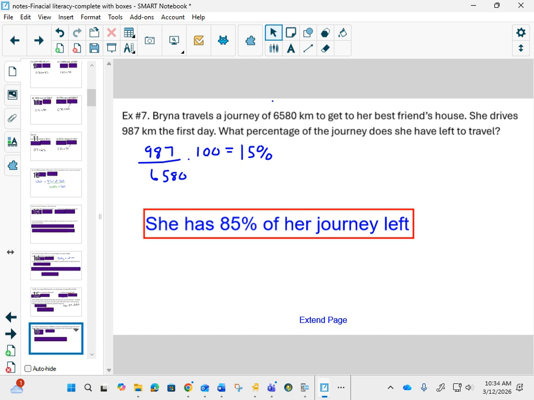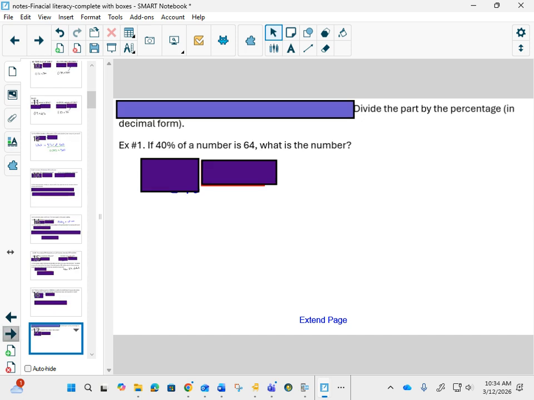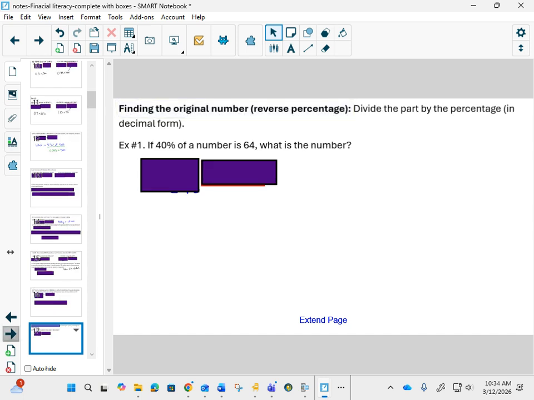Okay? All right. Here we go. Last topic. Finding the original number. Sort of like a reverse percentage. 40% of something is 64. So now, what's happening here is we know the answer is 64.